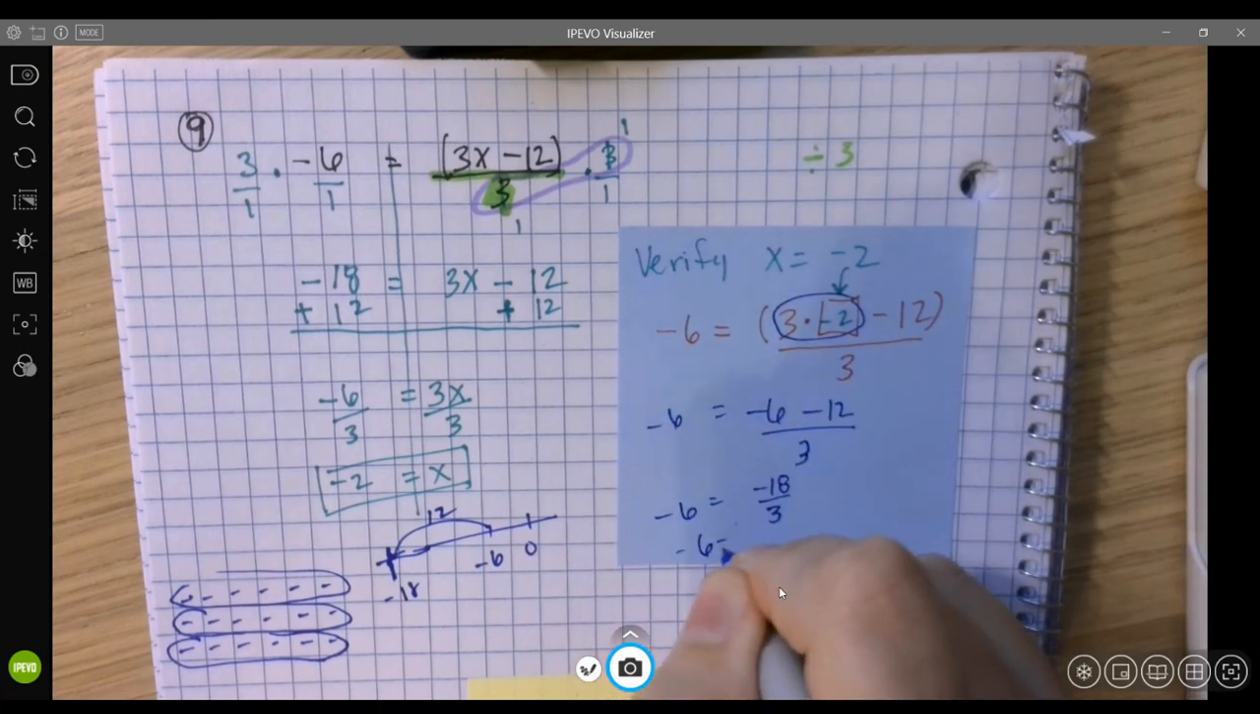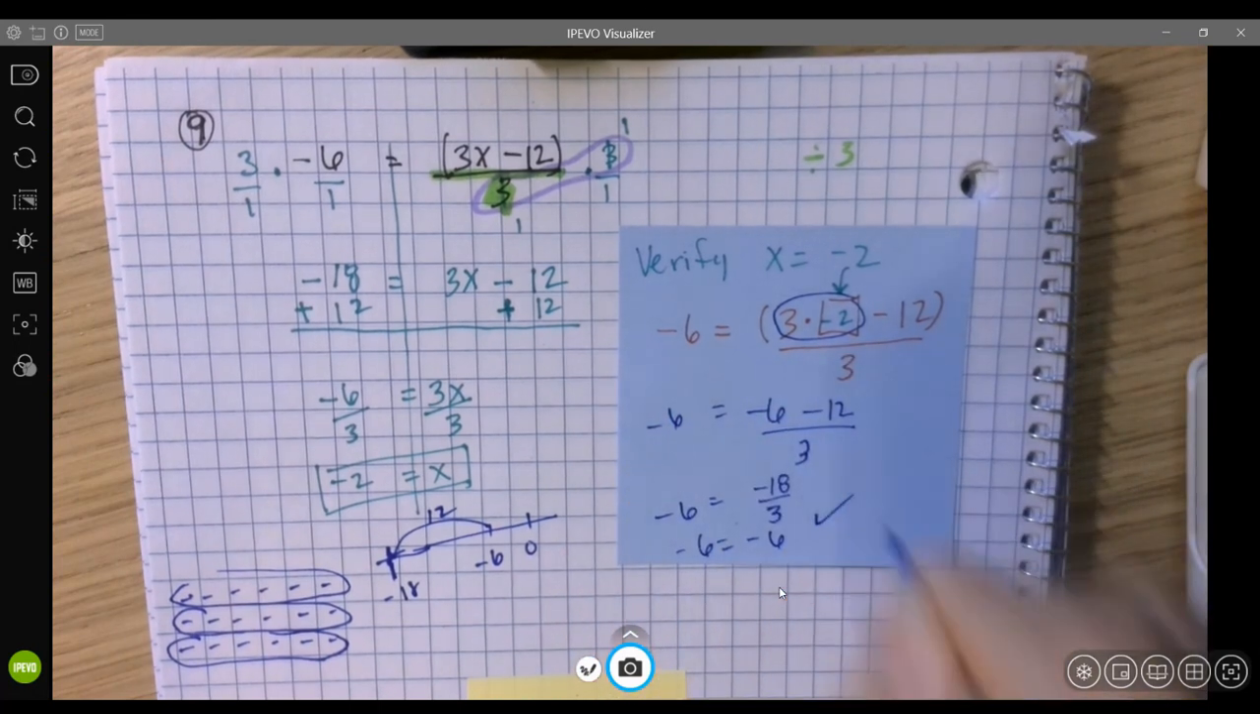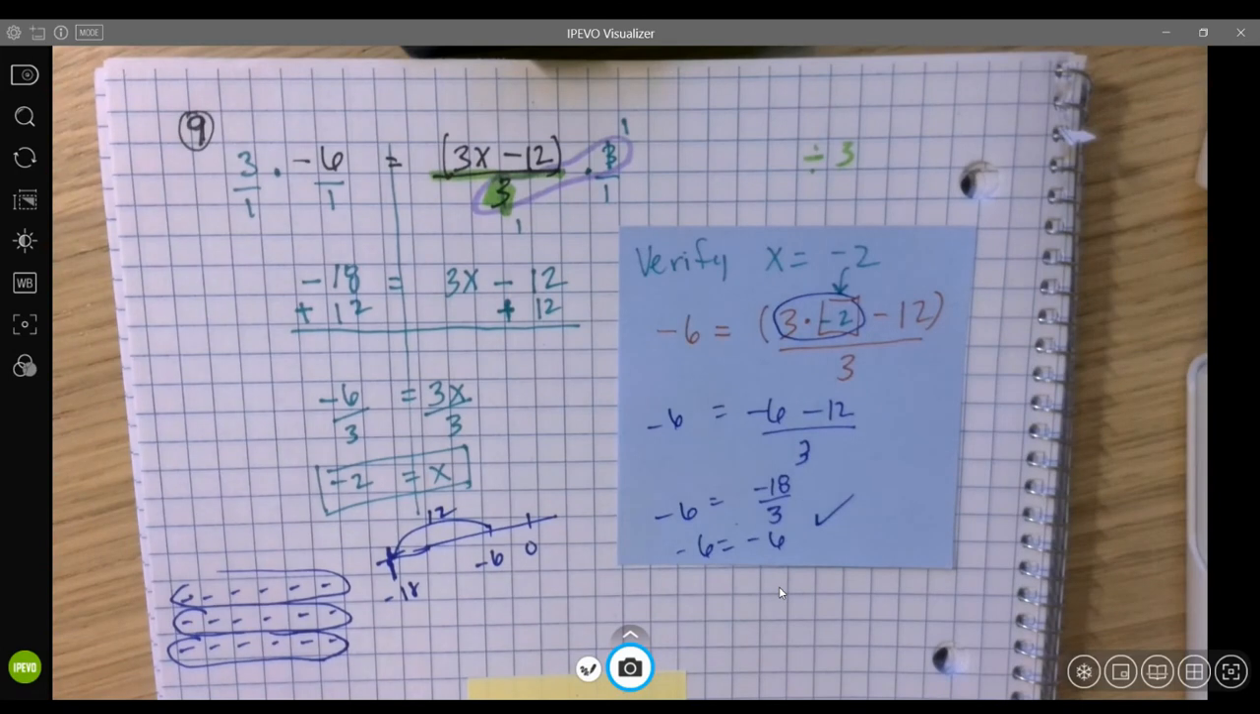So that really is true. -6 equals -6. Check. Done. Verified. Awesome. Thank you.